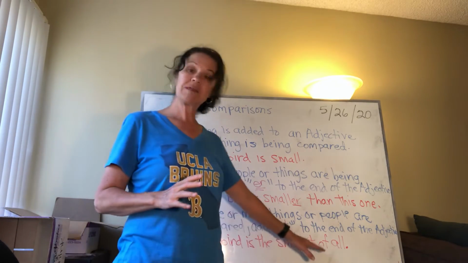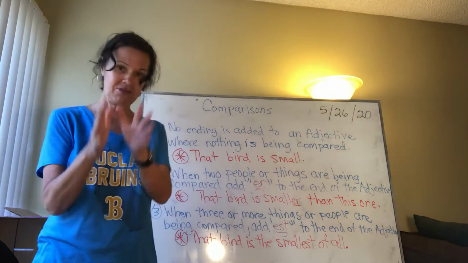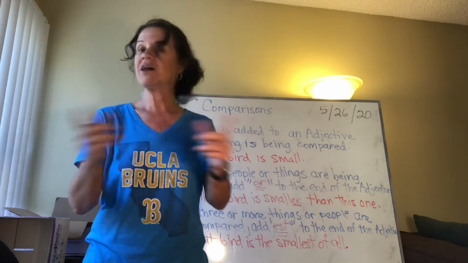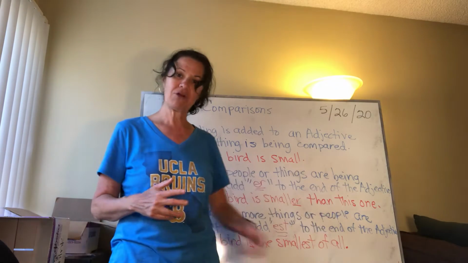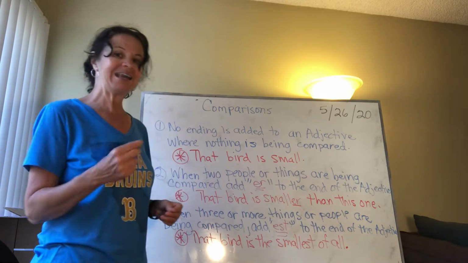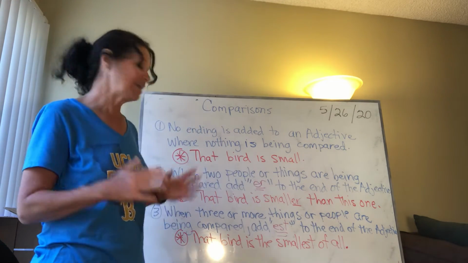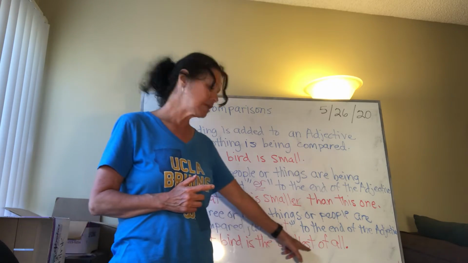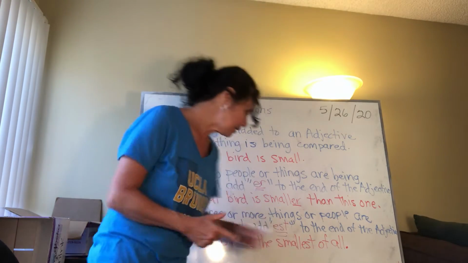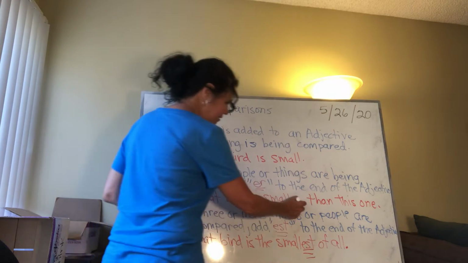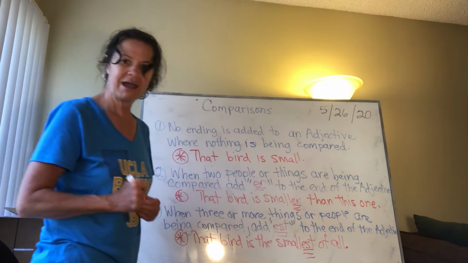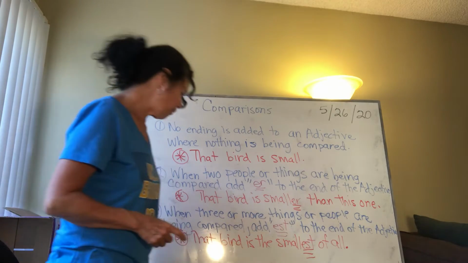That bird is the smallest of all, comparing the particular bird to all the other birds. So that's three or more things or people being compared. You would add an EST to the adjective. In this case, the adjective is small, so you add your EST. I'll highlight that for you. So that bird is the smallest of all.